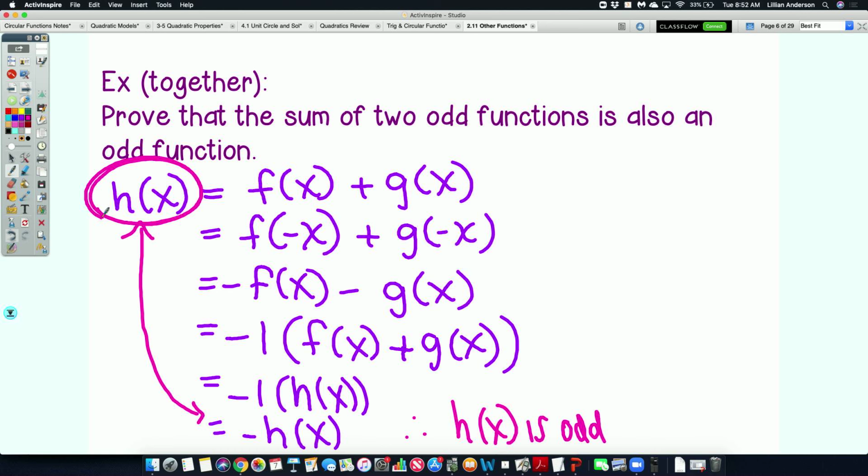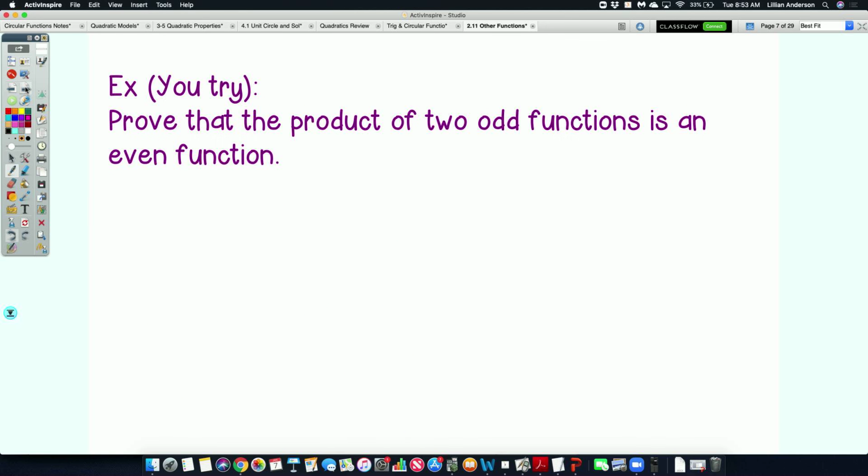So that first line, that was not given. That was something that we created based off the fact that we had the sum of two functions needing to produce another function. More specifically, two odd functions producing an odd function. Okay? So using that, I want you guys to try this one.